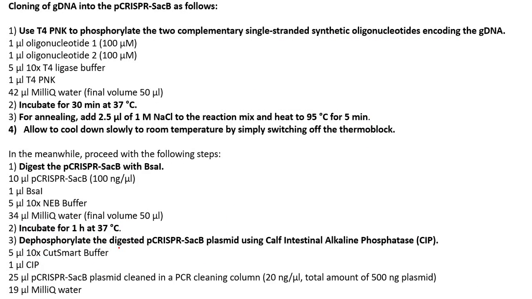Then you have to dephosphorylate. Otherwise, even if you digest it, they will re-anneal because they are phosphorylated, right? So you have to dephosphorylate with the CIP enzyme, which is calf intestinal alkaline phosphatase. Do the reaction as per the manufacturer's instructions. For the dephosphorylation, add the buffer, the enzyme, your plasmid and the water. Okay.